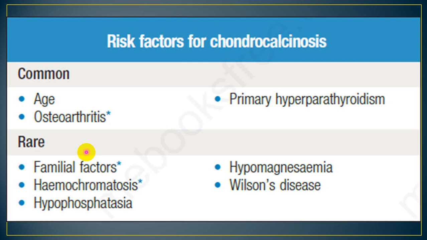What are the causes or risk factors for pseudogout, or calcium deposition within the joint and articular surface, chondrocalcinosis? First of all is age. We said it is rare under 55. Osteoarthritis, meaning there is underlying joint injury. And primary hyperparathyroidism, meaning high calcium level. Rare causes that need to be looked for include hemochromatosis, Wilson disease, hypomagnesemia, and hypophosphatemia.